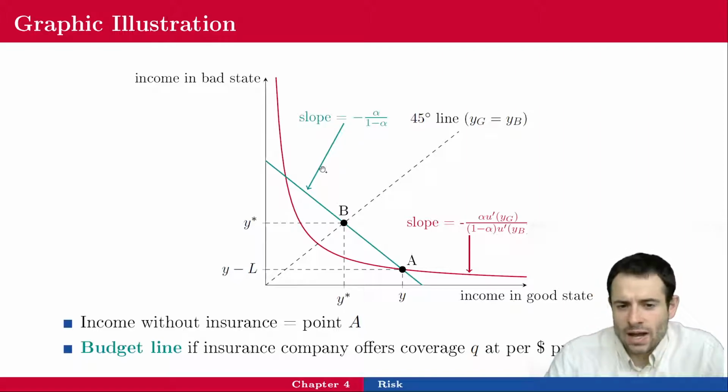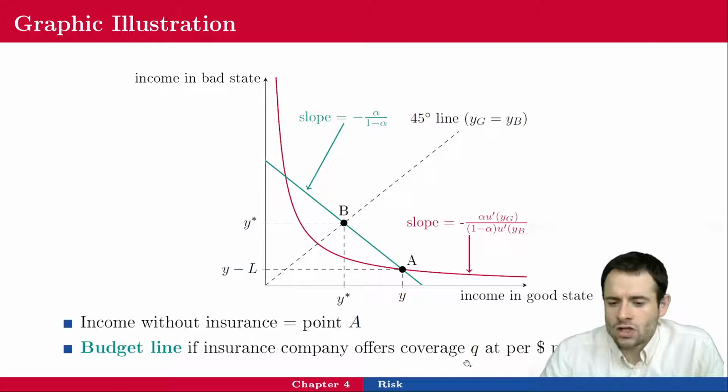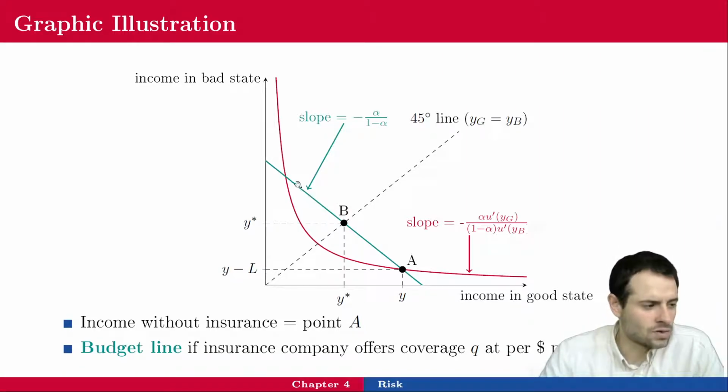So this blue line corresponds to the budget line if the company offers coverage Q at a price pi equal to 1 minus alpha, if the rates are actuarially fair. So we saw that when they are fair, the consumer wants to fully insure himself against risk, and this is why he ends up on point B. If he gets insurance, he's going to choose point B, as opposed to this point, or this point, or this point, or this point, and so on.